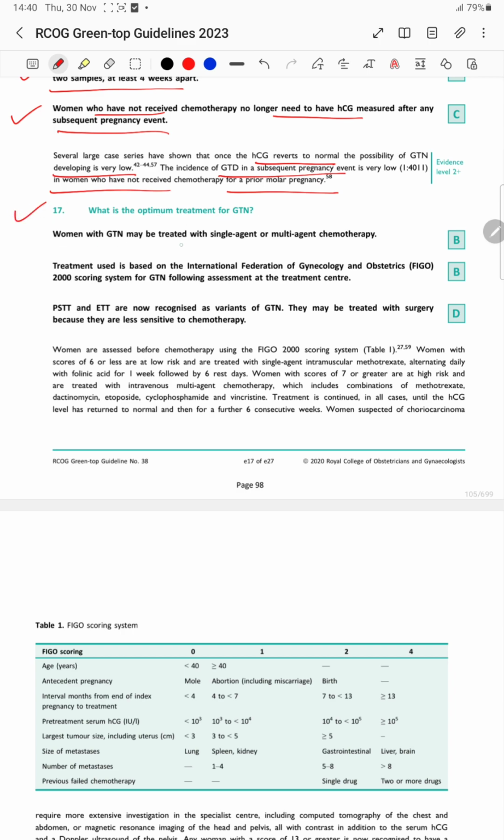What is the optimum treatment for GTN? Women with GTN may be treated with single-agent or multi-agent chemotherapy, and the treatment used is based on the International Federation of Gynecology and Obstetrics, the FIGO 2000 scoring system for GTN. Following assessment at the treatment center, PSTT and ETT are now recognized as variants of GTN, and they may be treated with surgery because they are less sensitive to chemotherapy.